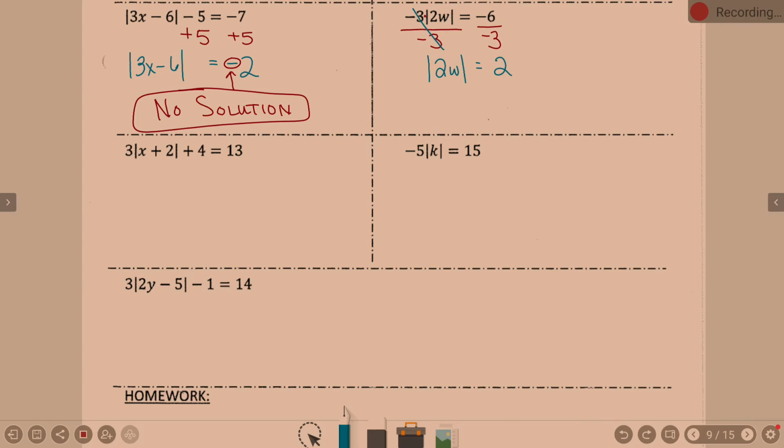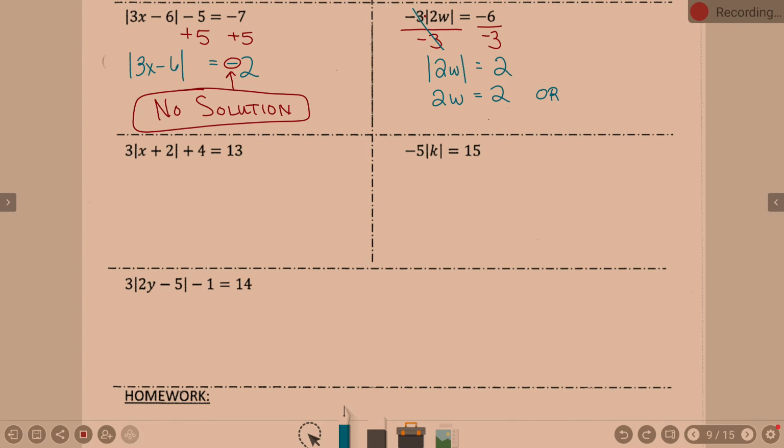Okay. Is my absolute value by itself? I have absolute value equal to a number, right? Once I have absolute value equal to a number, we're going to set up two equations. What's that first equation I'm going to set up? We're going to keep it as is right here. 2W equals 2. Just drop off the bars.